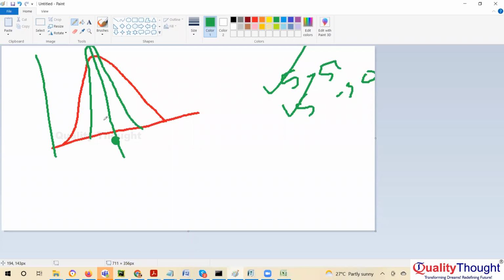So let it occur 50 times in the green one, and in the red one it is occurring 30 times. But in both cases, 5 is occurring the maximum number of times. So 5 is the mode. In our calculation, we did not talk about the frequency. We're only looking at the x-axis, not looking at the y-axis.